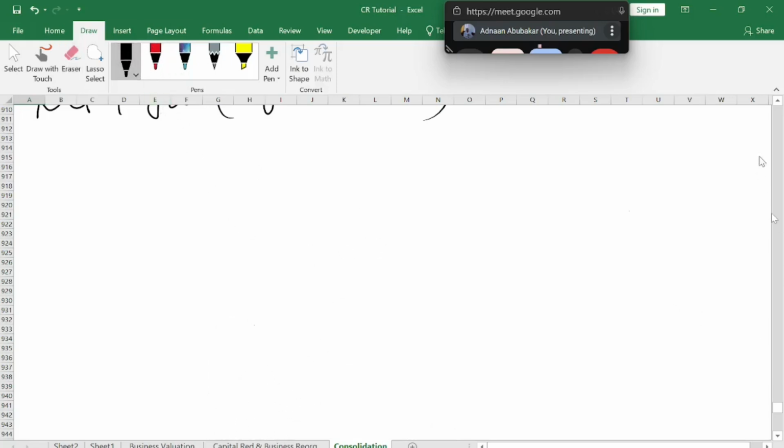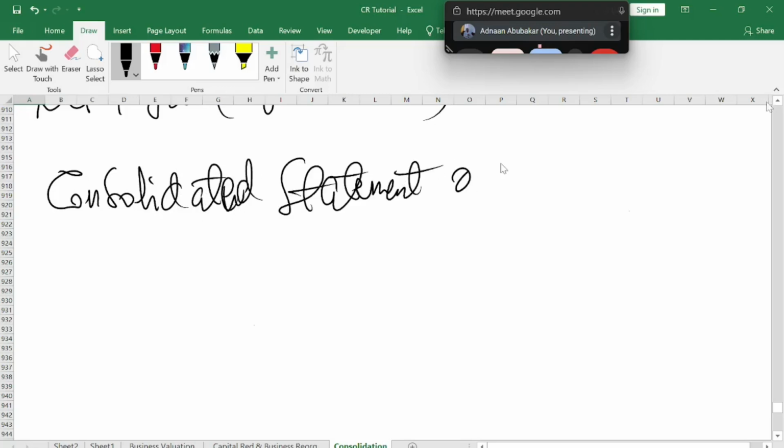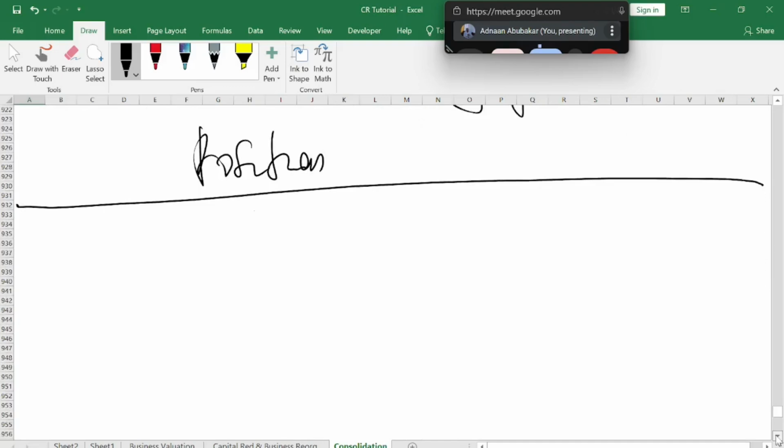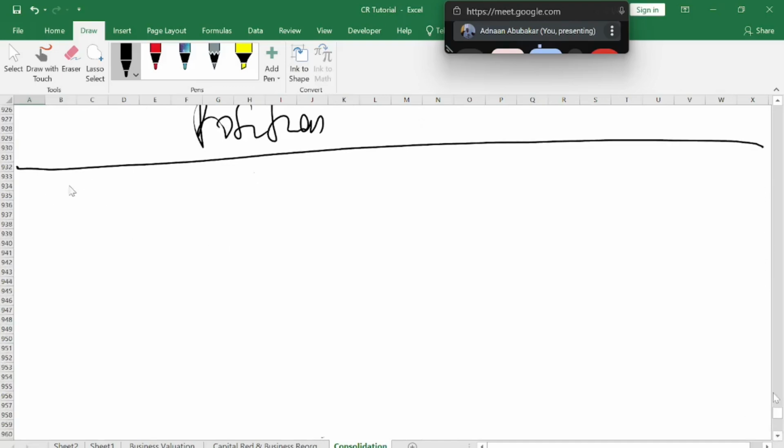Now we are done with the profit and loss account. So let us go to the consolidated statement of financial position. So here, I always say that when you look at accounting or corporate reporting, you have your non-current asset.